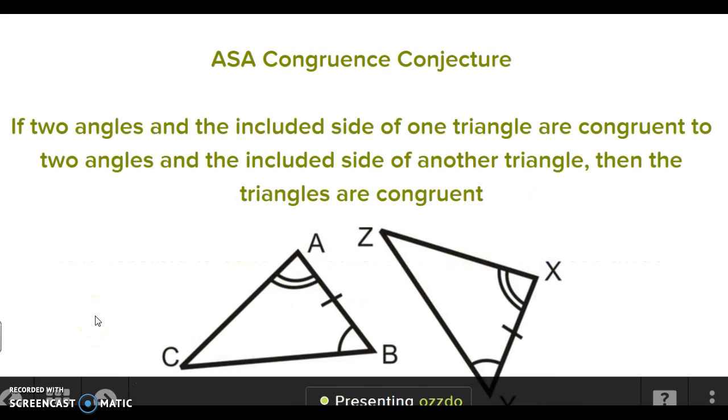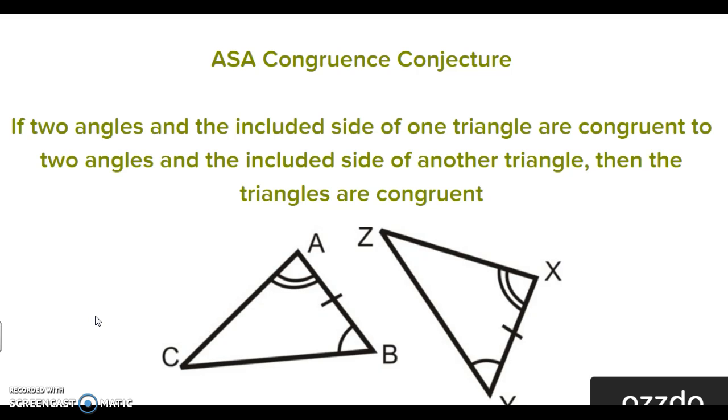So you should have found out that if we have two angles and the included side that we know are congruent to another triangle, then the triangles have to be congruent. There's no other way you could draw that triangle. Please take a minute, write this one down, and make sure you always draw the picture.